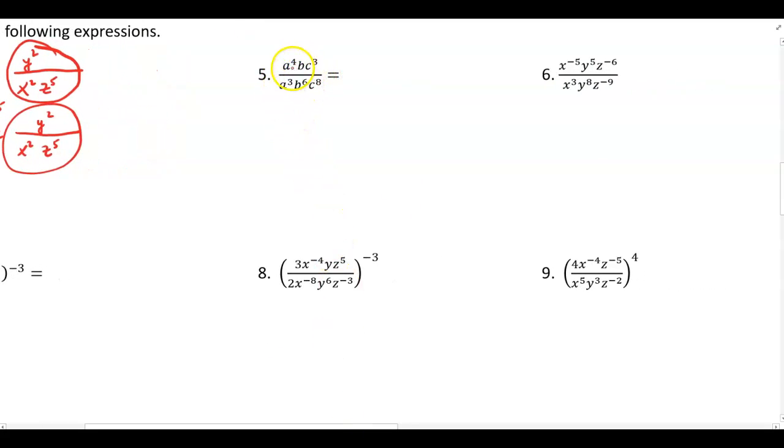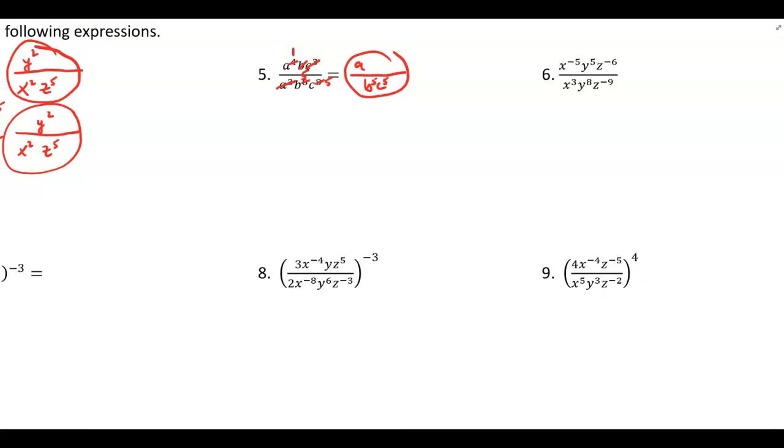Number 5, I have 4 a's in the numerator, 3 in the denominator. Cancel 3 off. If I take 3 off the top, I have 1 left up top. I have b over b to the 6th. Cancel 1 b out. How many do I have left? 5. And where are they at? In my denominator. I have 3 c's in the numerator, 8 in the denominator, so I take 3 off. How many do I have left? 5 in the denominator. And there is my final answer.